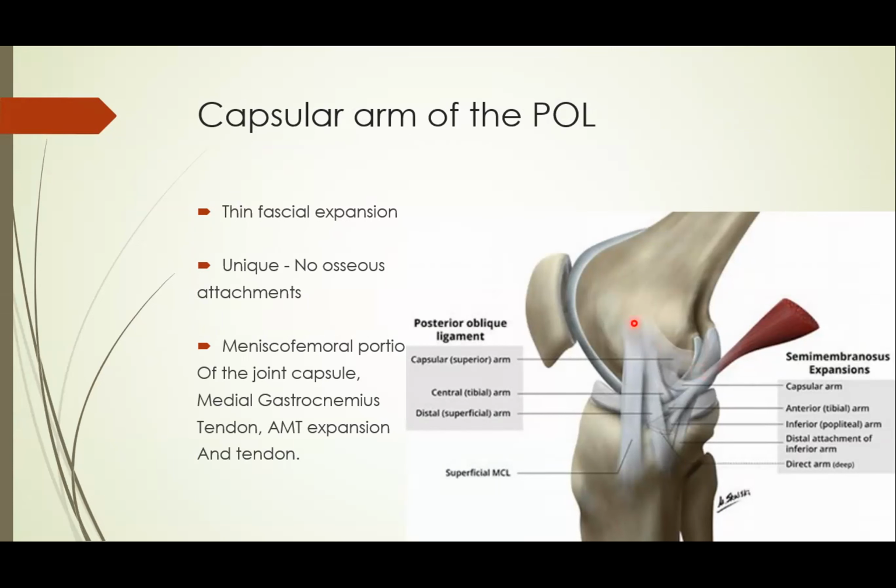It is a very thin fascial expansion, and it has a unique feature in which it has no osseous attachments. So it attaches to the meniscofemoral portion of the joint capsule, the medial gastroc tendon, and the adductor magnus tendon expansion. So it does not attach directly to the bone.